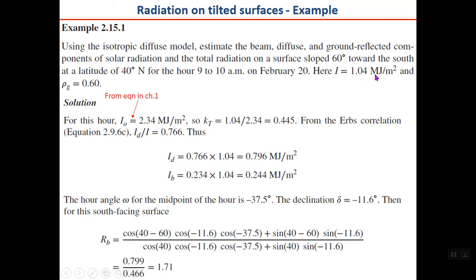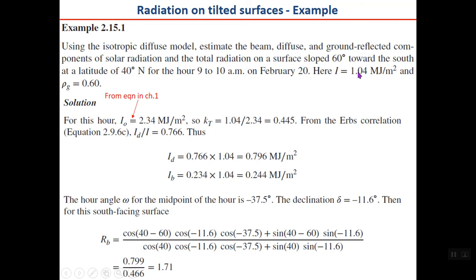Here I is equal to this and rho g equal to this. Okay, the solution. For this, our I0 is 2.34 megajoule per square meter. From where? From equations in chapter 1. You may remember that we had an equation in chapter 1 to calculate the hourly extraterrestrial radiation for any location having the location parameters. So this is 2.34.